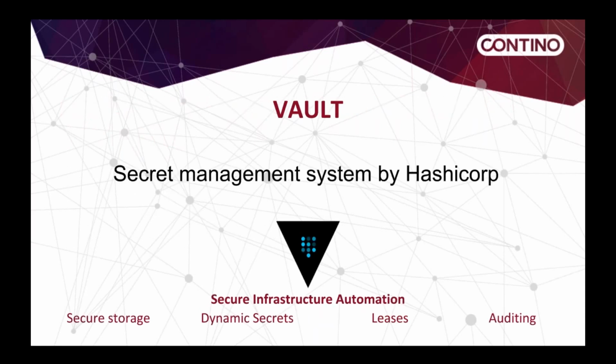So now let's have a look at Vault. Vault is a secret management system by HashiCorp, and it's designed to be an automated way of dealing with any of the secrets that have to flow amongst your infrastructure. So secure infrastructure automation. The way it does that is it has secure storage, which is all of the encryption that goes around Vault, and then you have dynamic secrets, which means that any of the secrets that you have stored can be leased and they can be revoked if need be, so they're no longer valid or usable.